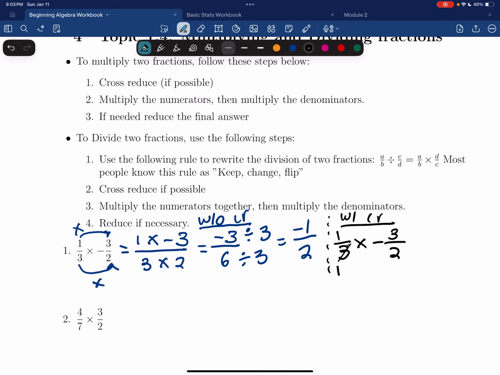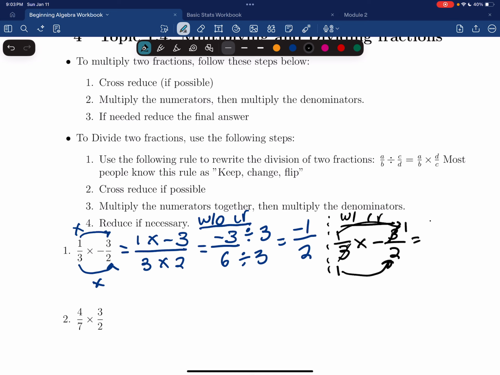So we can divide 3 by 3, which is 1. And up here, we're going to divide 3 by 3, which is 1. So now that we did that, we have a 1 and a 2, and we can't reduce 1 and 2 any more than they already are. So we're going to keep those as they are. So we're going to do 1 times 1 and 1 times 2. Once you cross-reduce, all you have to do is multiply the numerators and denominators together.